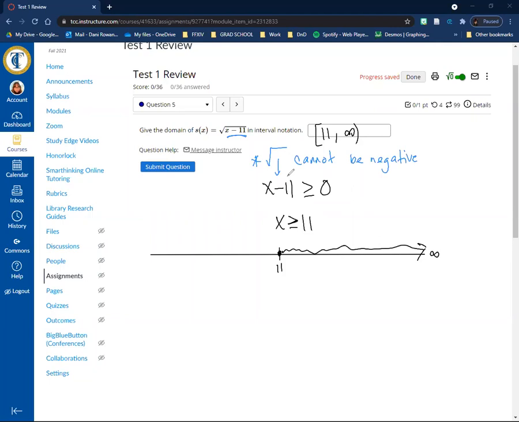And why is there a bracket for 11 instead of parentheses? Well, let's actually plug that in. So if we had 11 as our x, that would be 11 minus 11, right? Which is the square root of 0. Is that possible? No? What is the square root of 0? Yeah, it's just 0. So because it's possible, it's included. Does that make sense?